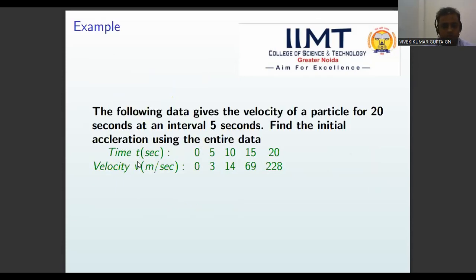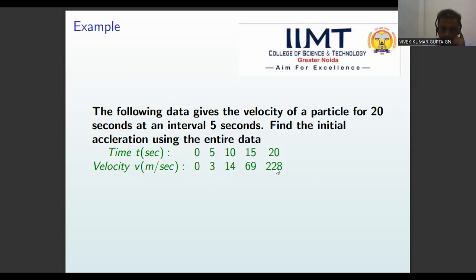Okay, so let's do an example for numerical differentiation. Suppose the following data gives the velocity of a particle for 20 seconds at an interval of 5 seconds. We have to find the initial acceleration using the entire data. So time is given, which is equally spaced, and the velocity is also given.